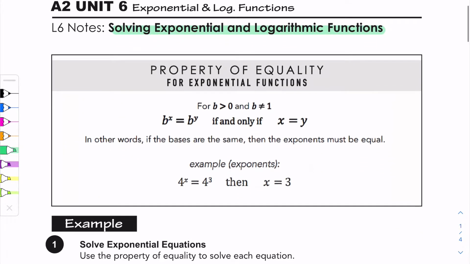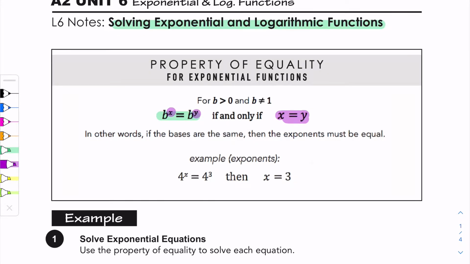The first property that we're going to go over is something we've already touched on a little bit, but it's the property of equality for exponential functions. And what this is saying is if you have the same base on both sides, then you can set the exponents equal to each other. You've seen this when we were solving for logs. That would be yesterday's lesson.